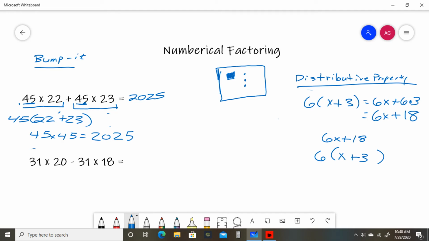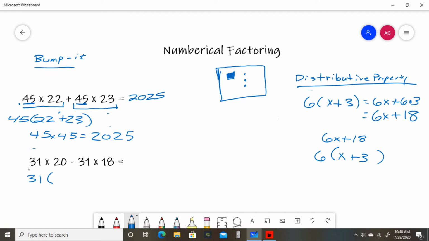Okay, for our next problem, we have 31 times 20 minus 31 times 18. So this is basically the same as our last question. The only difference is this is now a minus. So how do we deal with this? Well, first we have to find our common factor. So obviously 31 comes out of both of these.